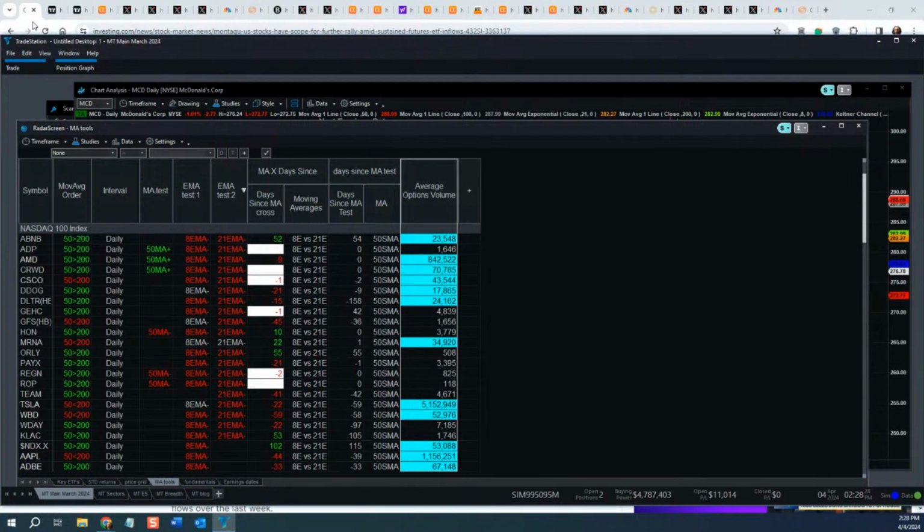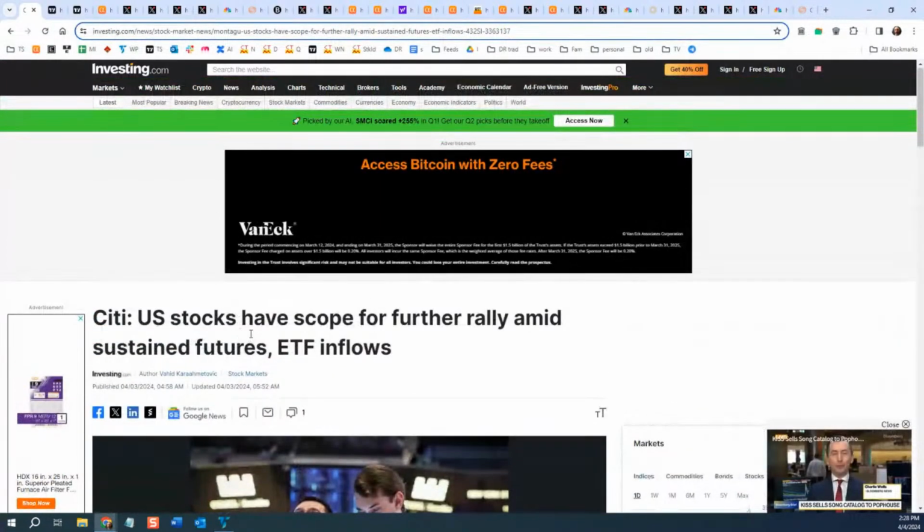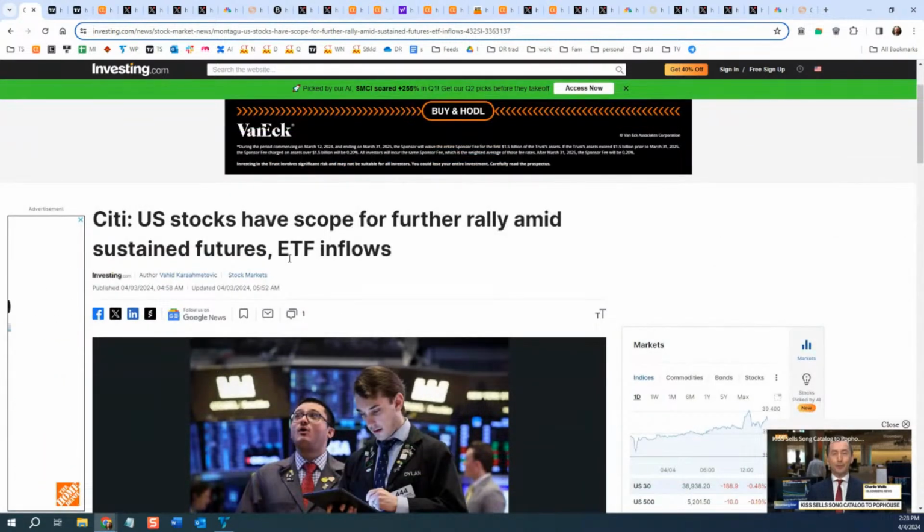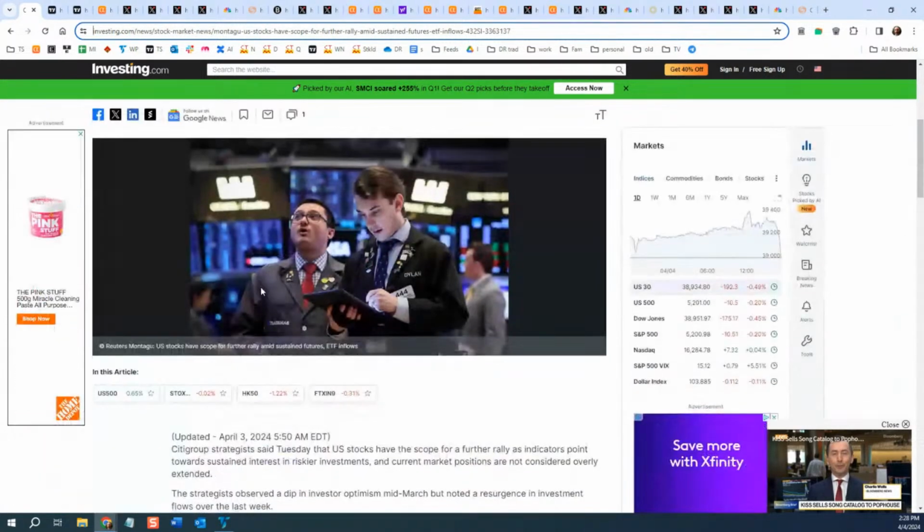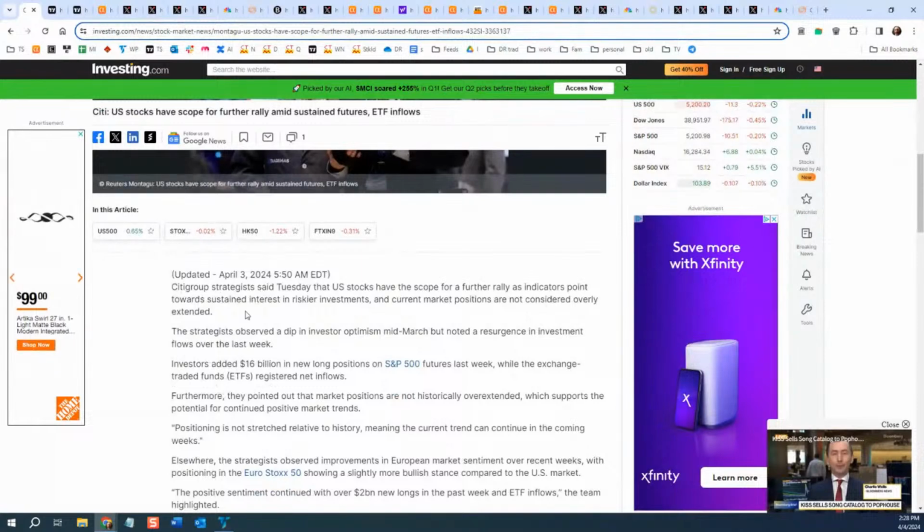But anyway, let's go back over to some of these big articles we want to talk about. So what's interesting here is that Citi basically says stocks have scope for further rally amid sustained futures and ETF inflows. We've seen a bunch of people raising estimates recently on the S&P. I think it might have been Goldman. It was David Costin. If you look on our market insights on the blog, we did an article.